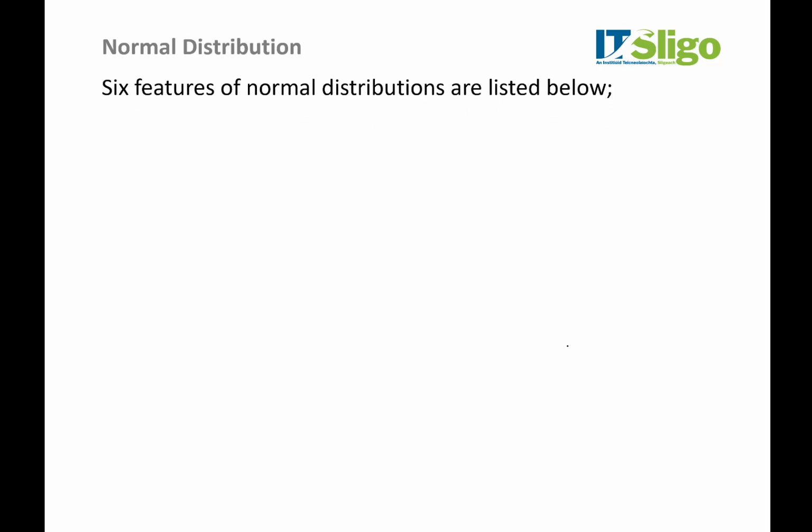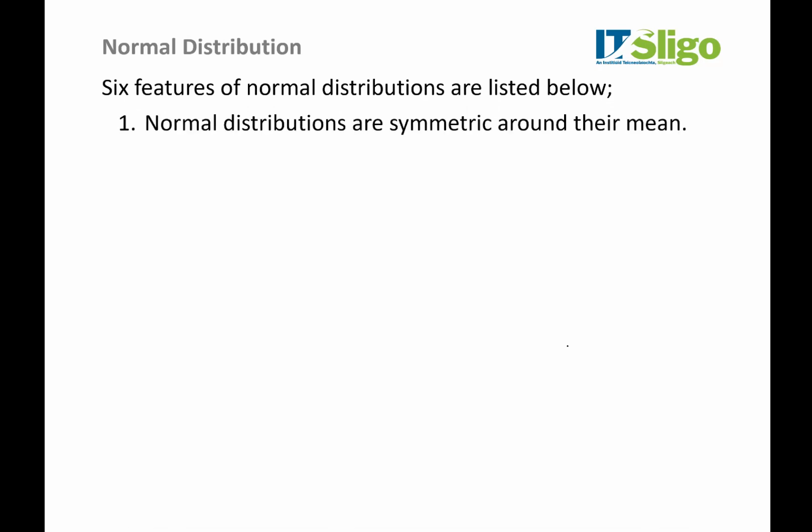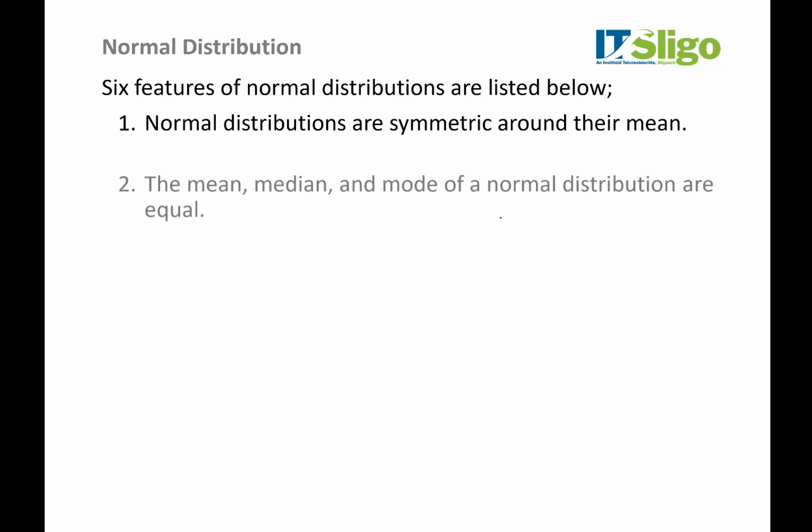So, just 6 features of normal distributions. They're symmetric around their mean. That means if we fold them over across the mean, the curve lies on itself. There's absolute symmetry. This is essential for when we're doing our analysis.